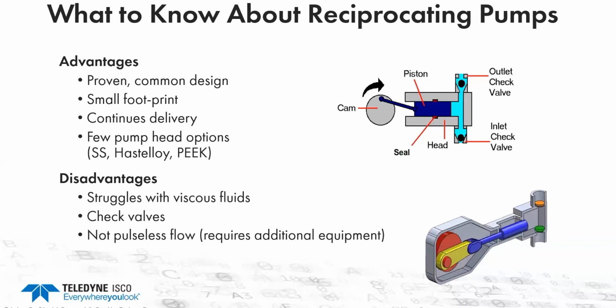Reciprocating pumps are smaller, lighter, and less expensive. Compared to the syringe pump, they provide continuous delivery and can be ordered with stainless steel, Hastelloy, or PEEK pump heads. But these pumps are not pulse-free, not recommended for pumping slurries, and have check valves, which would require periodic cleaning.